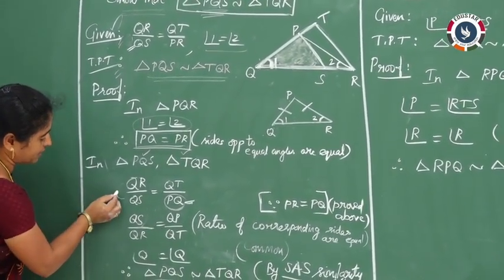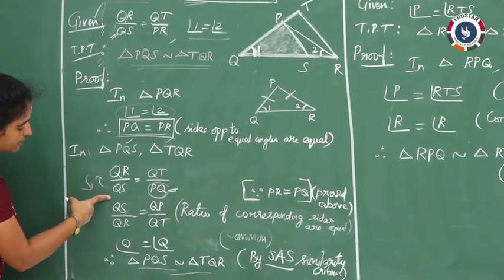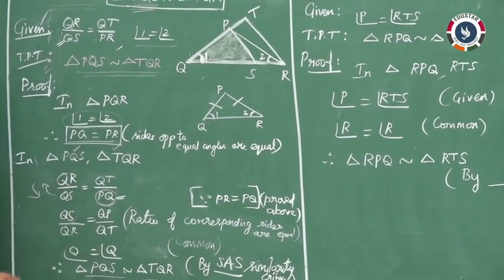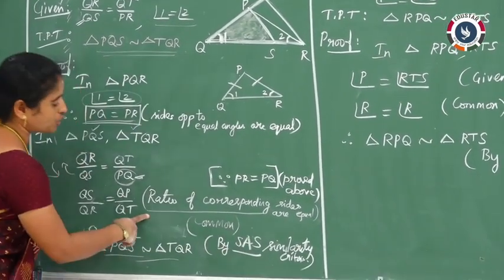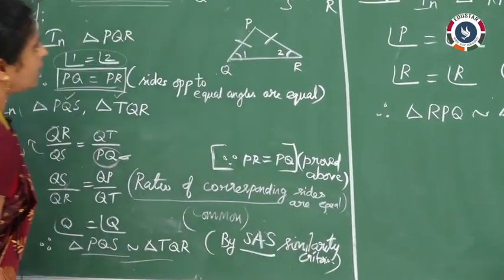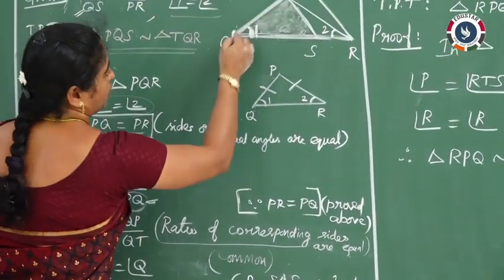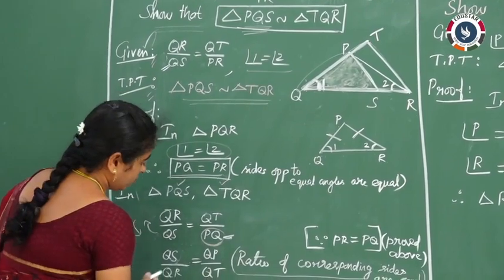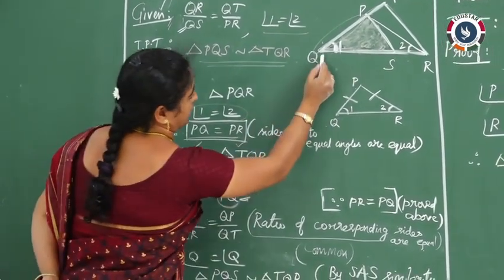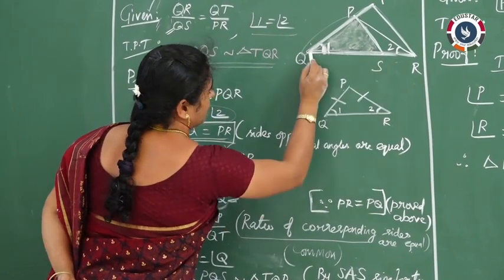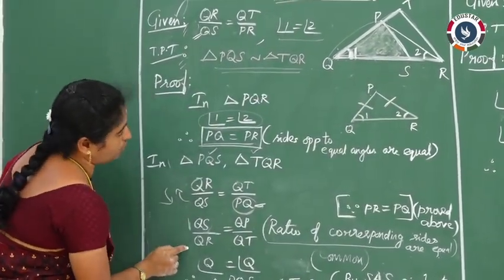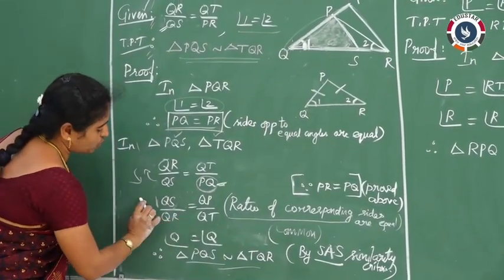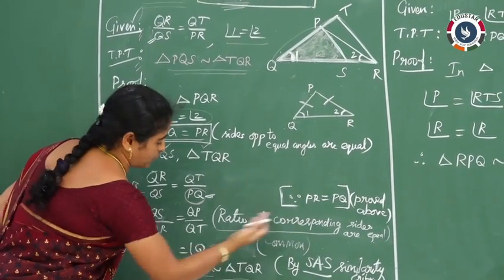How did I get this? I just reciprocated. So QR by QS can be written as QS by QR, and QT by PQ as PQ by QT. And exactly this is the ratio of the corresponding sides being equal. Ratio of which corresponding sides? Two triangles PQS, TQR. So PQ, right? QS by QR. Okay, let's see. QS of the smaller triangle compared with QR. So QS by QR and PQ with QT. So we got the corresponding ratios are equal.